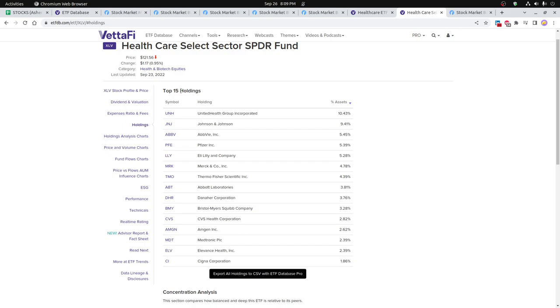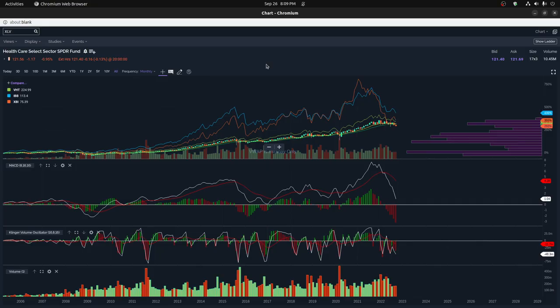You see it's currently going for the price here. This is the top 15 holdings that they have. So here's a graph of that ETF, the XLV, and you can see what's been happening over the years here, all the way back to 2006.